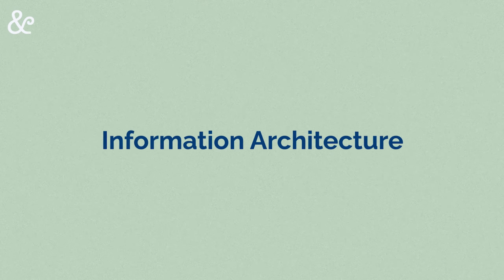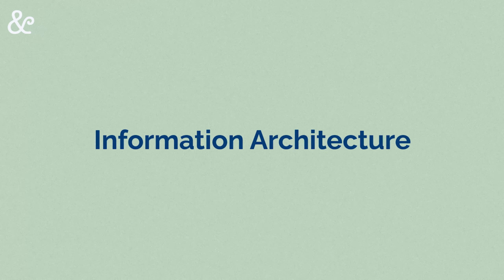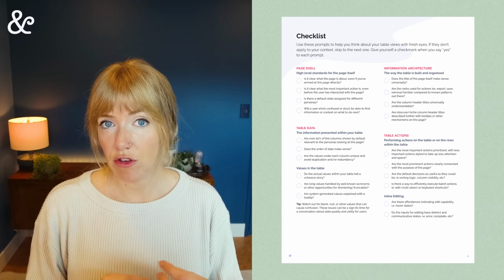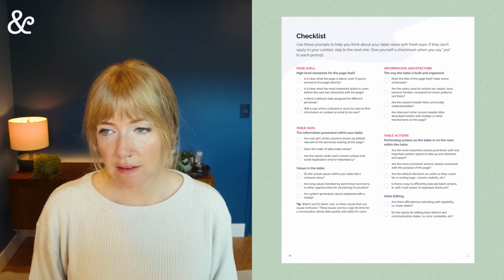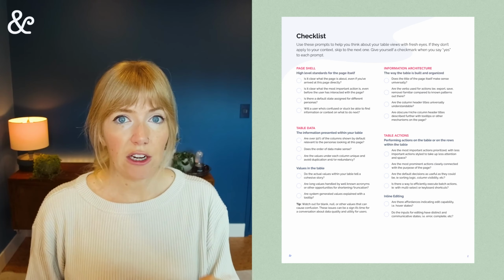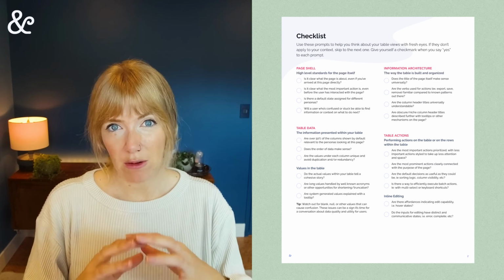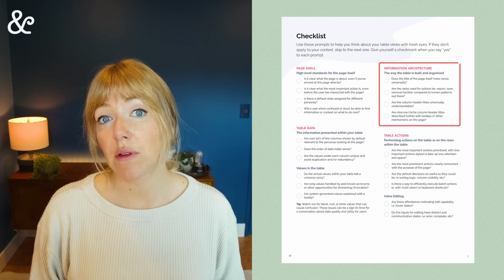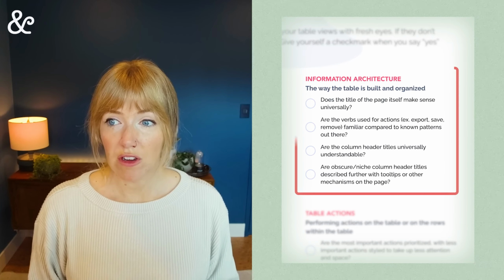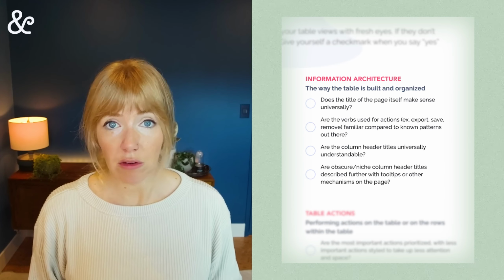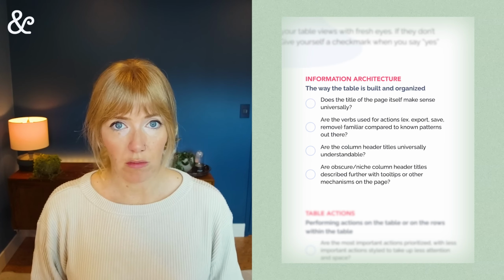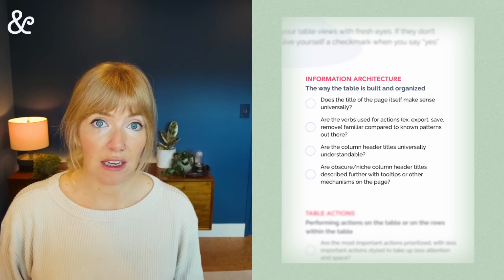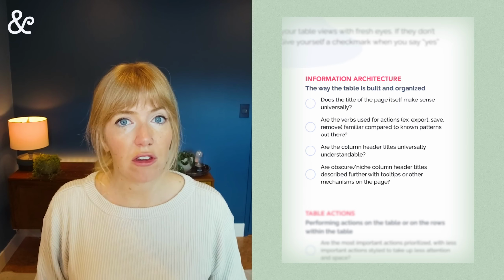All data tables need great information architecture. After all, what is a table if not information? Information architecture is super important for this kind of experience, but just to be clear, we're going to talk later about the data itself, and we're going to talk about the information architecture in this section here. So this is the way the table is built and organized. Does the title of the page itself make sense universally? Is there branded language or weird things in there? Do you understand what the table is about by default, using language that a person can understand?